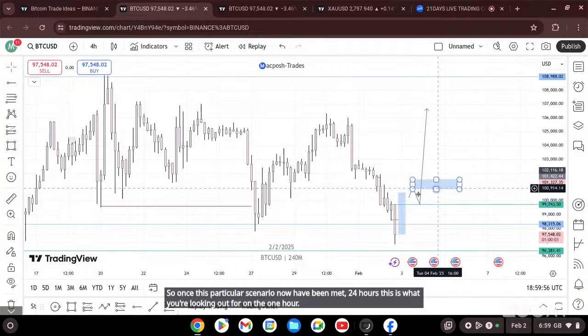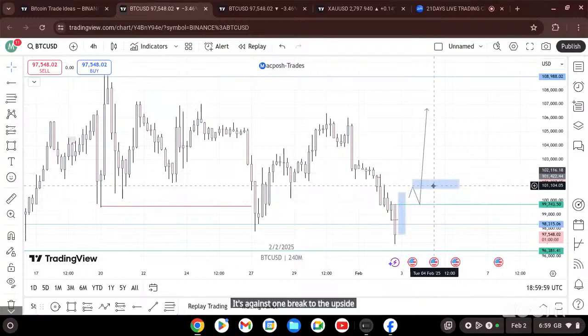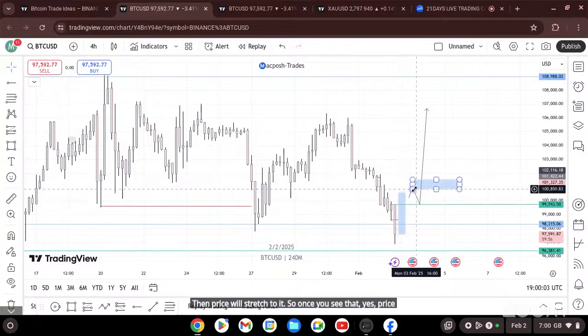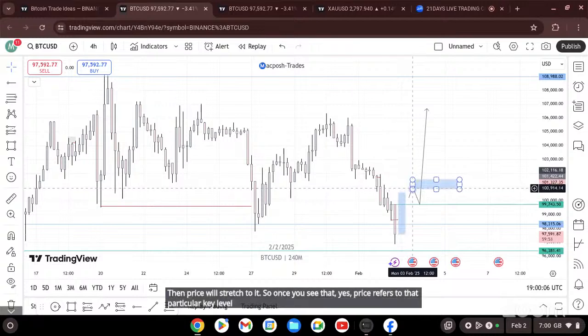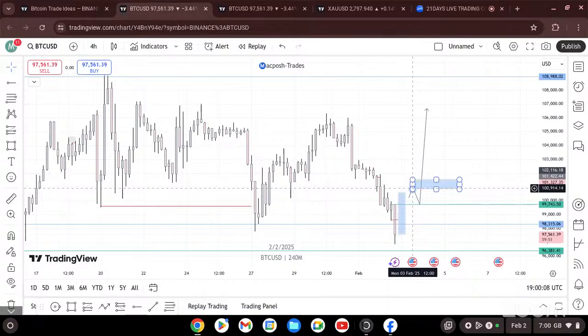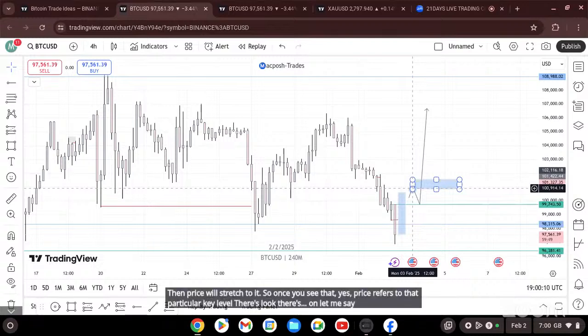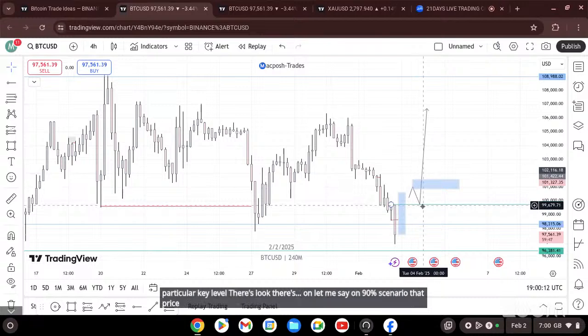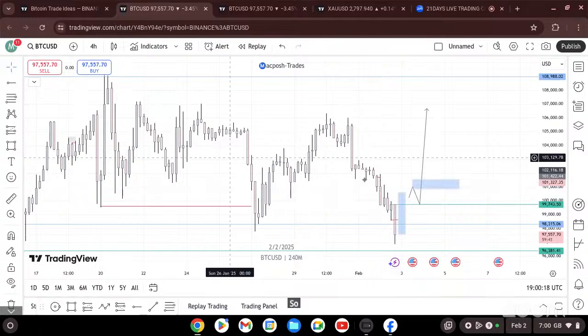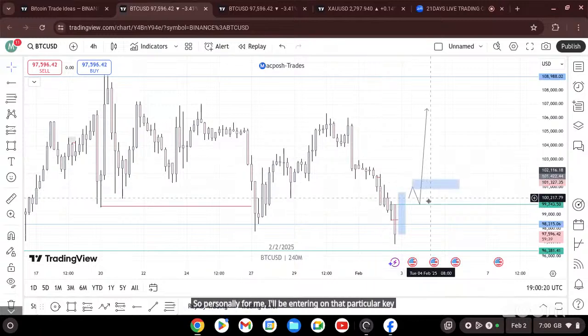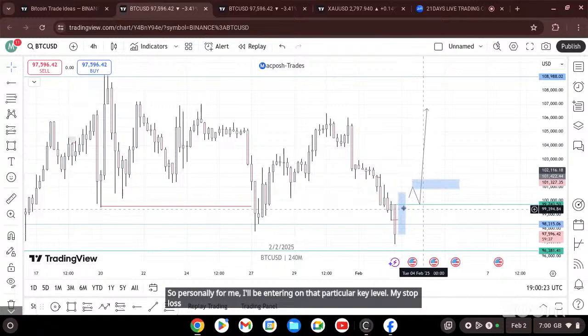A significant break to the upside, then price retraces to it. So once you see that price has retraced to that particular key level, there's, let me say, a 90% scenario that price will likely take out this particular low, this 4 hours key level now. So personally, I'll be entering on that particular key level, with my stop loss below this 4 hours key level that has been dispersed to the upside. It's just as simple as that.